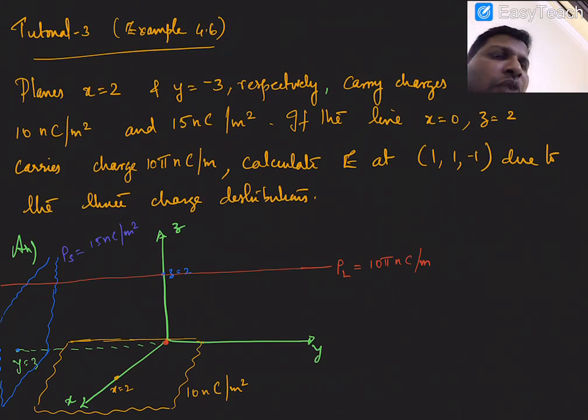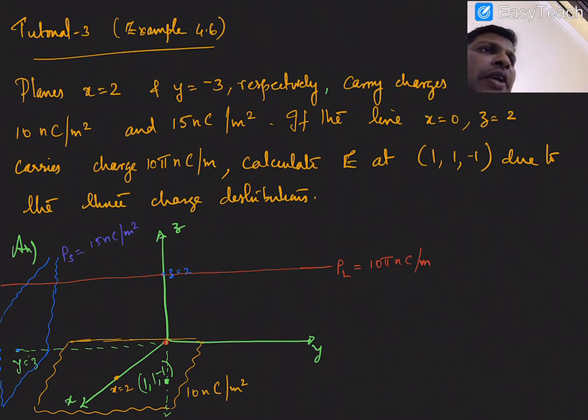Now we have a point which is given here. The point is (1, 1, minus 1), so x equal to 1, y equal to 1, and z equal to minus 1. So z equal to minus 1 means we have to go down in this direction. There is a point here, behind the plate which is shown in orange color. At this point, what will be the electric field intensity? That is what the question asks.